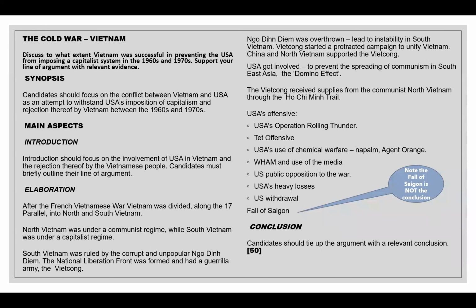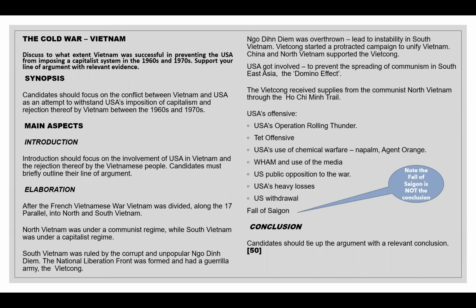This is basically an outline of what needs to be in this essay. It's quite a long essay, especially if you do things in the proper amount of detail. This was taken from a past papers memo, and it's based on that first question we had discussed: to what extent was Vietnam successful in preventing the USA from imposing a capitalist system in the 1960s and 1970s? Support your line of argument with relevant evidence.